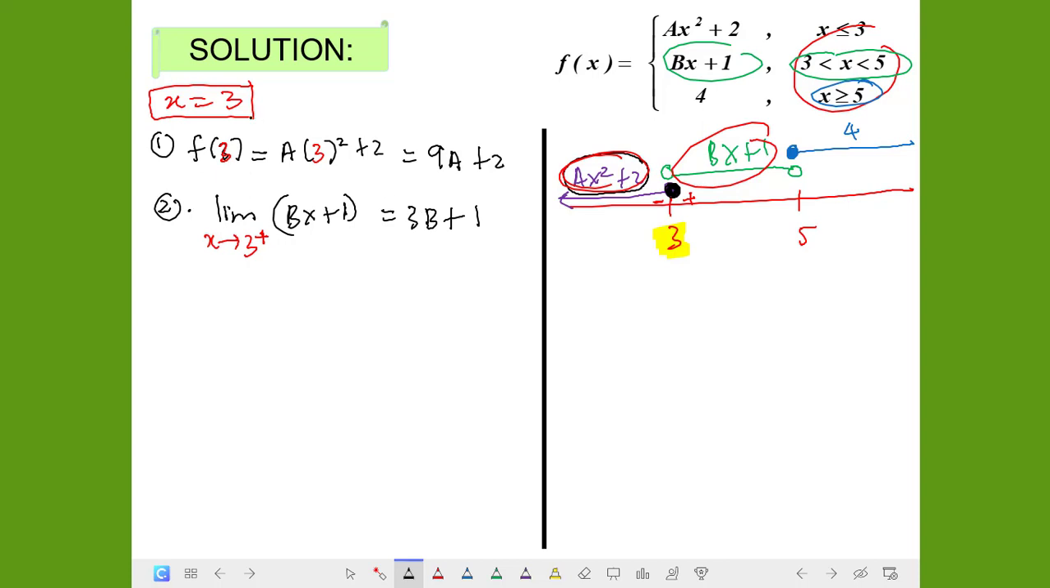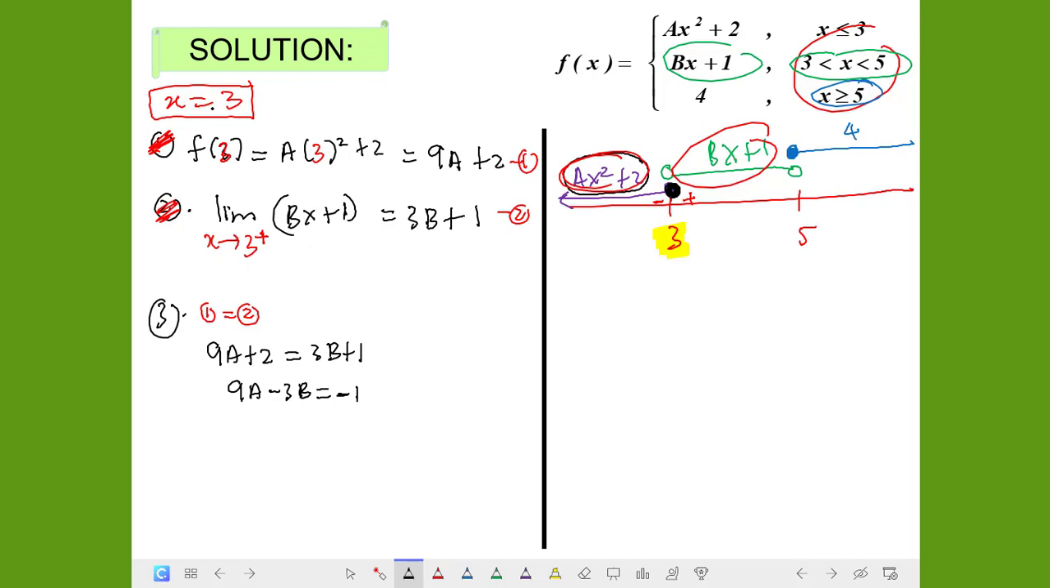Okay, at this point, x equals 3. Follow the third step. Let's say this is equation 1, equation 2. The third step is equation 1 is equal to equation 2. Then 9a plus 2 is equal to 3b plus 1. Or simplify, 9a minus 3b is equal to negative 1.